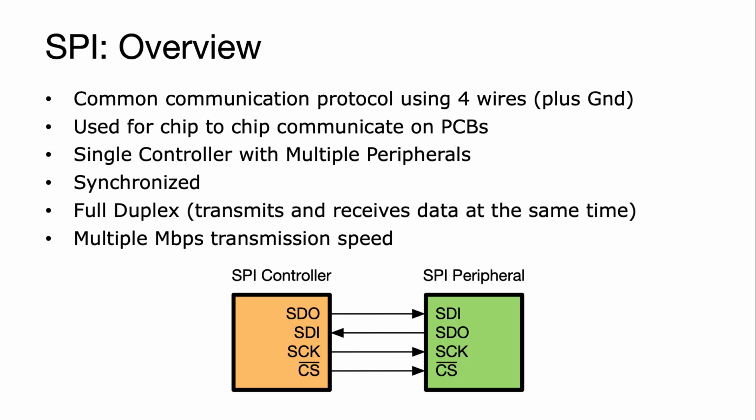So a little overview on serial peripheral interfaces, or SPI. It's a common communication protocol using 4 wires. And again, I always remind you, it's 4 wires plus ground. It's primarily used for chip communication. I should say, if you're on a PCB, ground is just implicit. There's usually a ground plane.